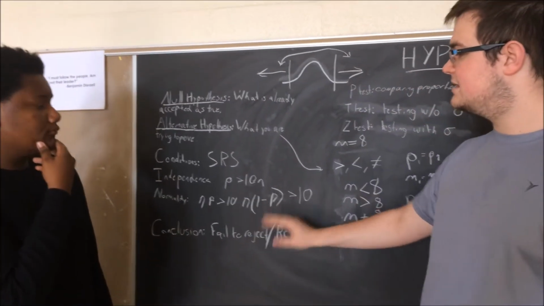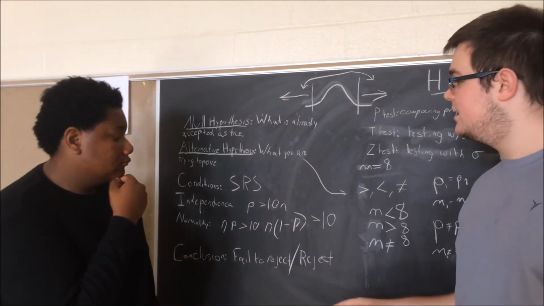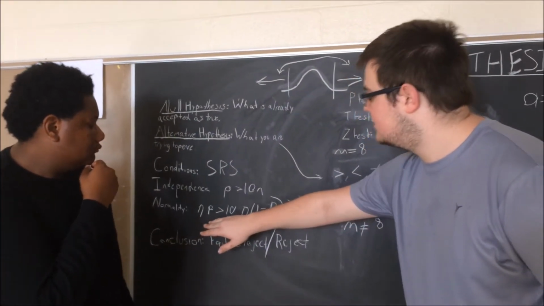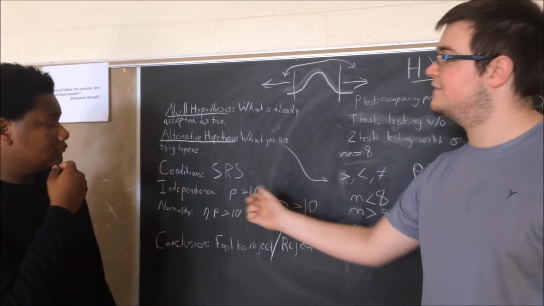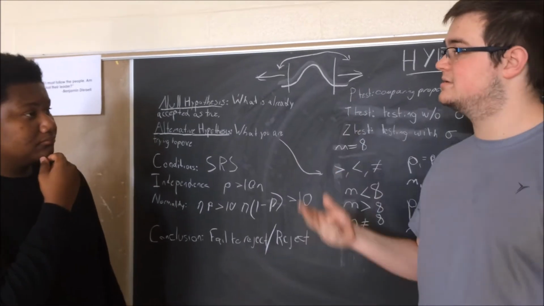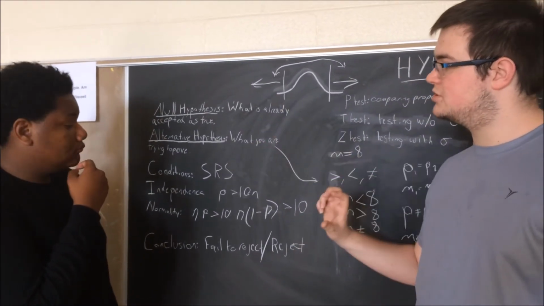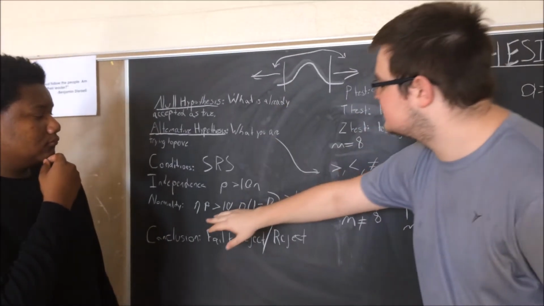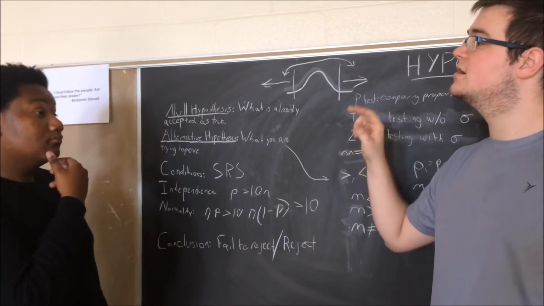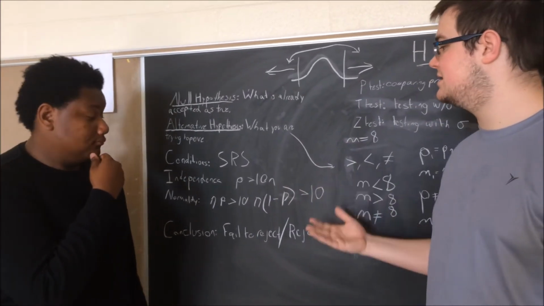Now, for normality, things get a little different. The CLT still does apply. Now, instead of NP greater than 10, it's going to be NP greater than 5, because it's going down to the 2 sample. Now, you have to calculate that for both proportions. So if you have 2 different proportions, you have to do this calculation 4 times, twice for each proportion, so that you can meet the normality conditions.